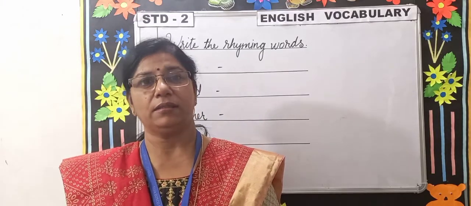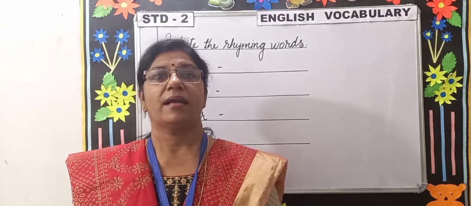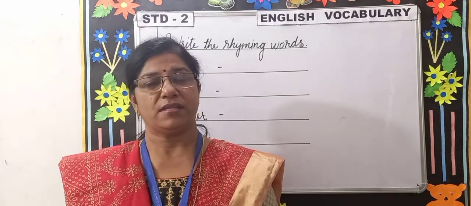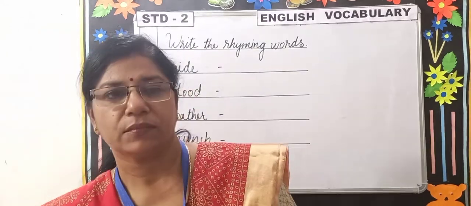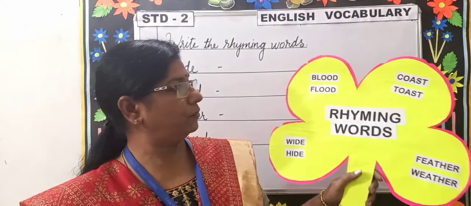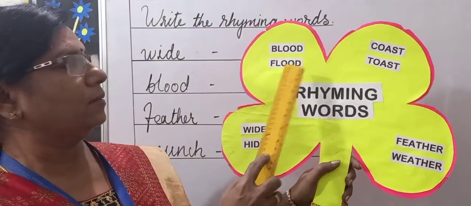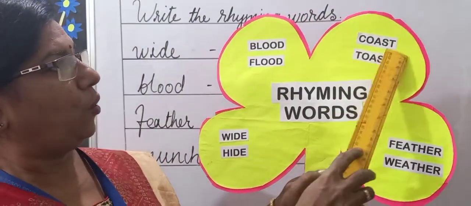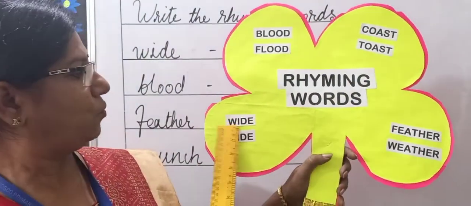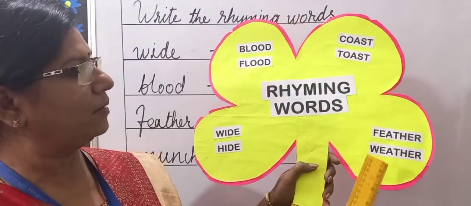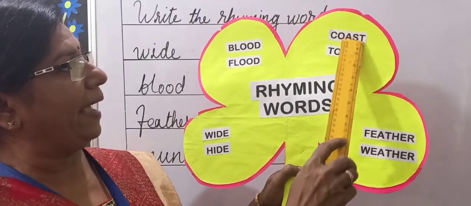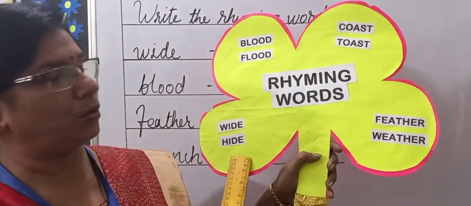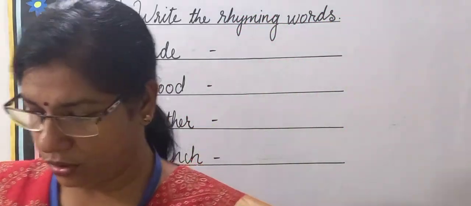Our next topic is rhyming words. As you all learned in the previous classes, rhyming words are words that have the same ending sound. For example, here we have a few pairs of words. Blood, flood. Coast, toast. Wide, hide. Feather, weather. All these pairs end with the same sound. So, let's do some more on the board.